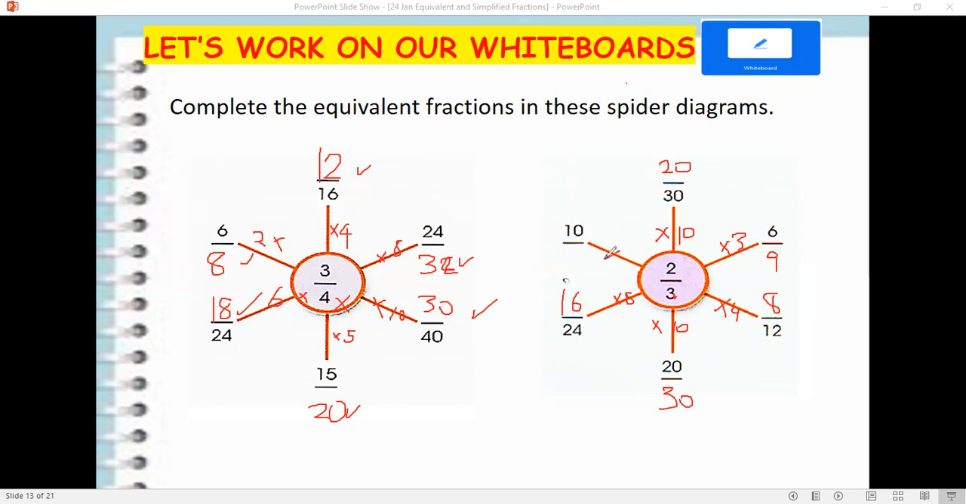The last one, what did we multiply in 2 to give us 10? It's 5. So 3 times 5 is 15. So if you notice, we are just multiplying to find the missing number to complete the equivalent fraction of the given fraction in the middle. Okay, I hope you understand the lesson in finding the equivalent fraction by multiplying. The next lesson will be simplifying fractions.